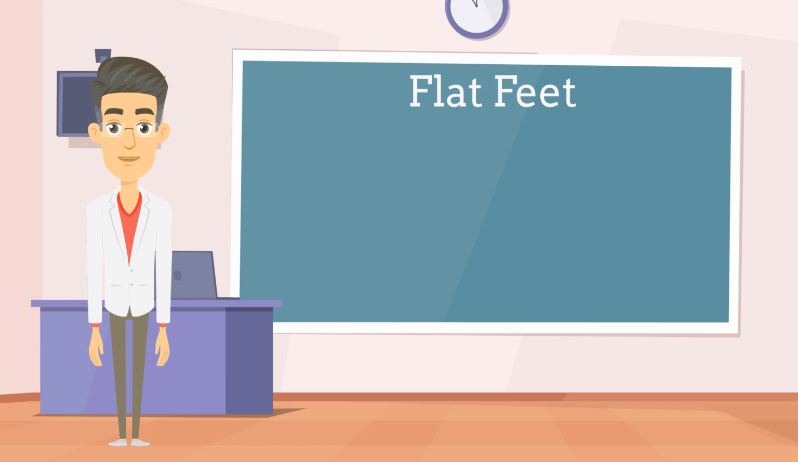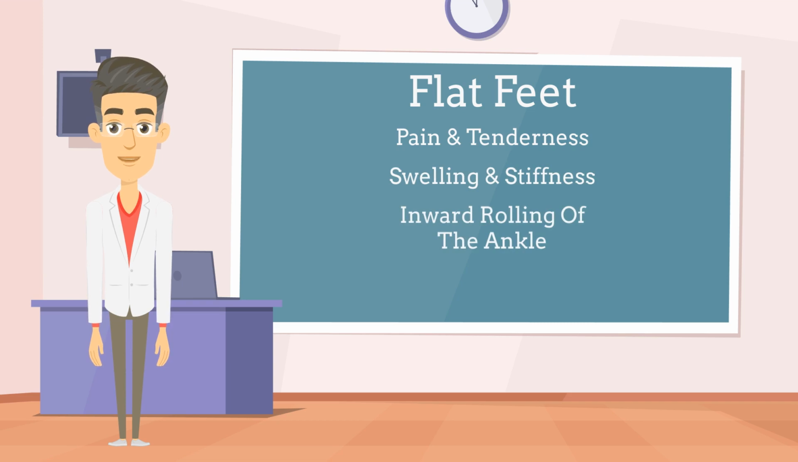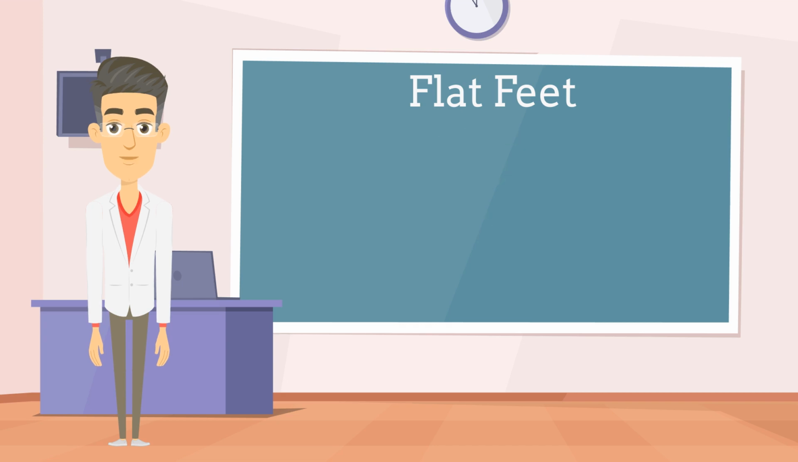Well, keep an eye out for things like pain or tenderness along the inner side of the foot, especially when walking or standing for long periods. Your child may also experience swelling or stiffness in the foot or ankle. Another common symptom is an inward rolling of the ankles, known as overpronation. This can affect the alignment of the legs and cause discomfort in the knees, hips, or lower back. It's important to note that not all children with flat feet experience symptoms.